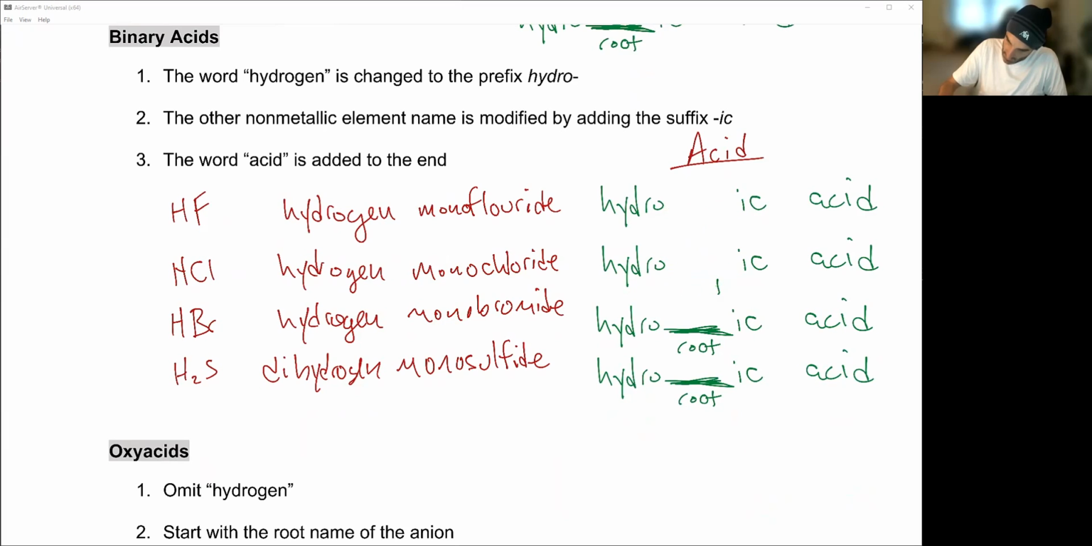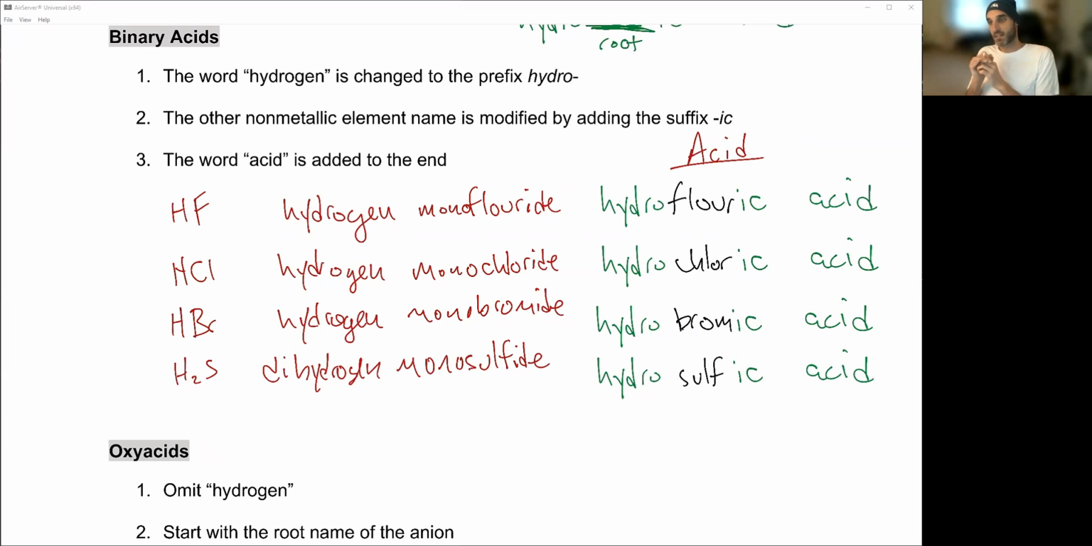Again, this is supposed to feel very systematic, okay? So hydrofluoric acid, hydrochloric acid, hydrobromic acid, hydrosulfic acid, okay? So it's not sulfuric, it's sulfic acid. So there we go. Those are the acid names for those. Again, hydro-IC acid with the root in between when you have a binary acid.